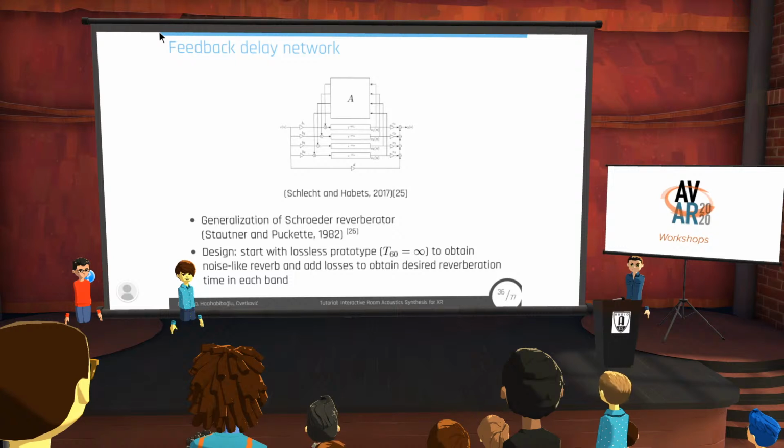which is a generalization of Schroeder's reverberator. The main idea here is that we have a certain number of branches at the bottom that undergo certain delays, and these are fed back through a so-called feedback matrix. We need to be careful, however, how we design this scattering matrix and these delays. One approach is to design this characteristic by starting with a lossless prototype and trying to obtain a noise-like reverb, and then add losses to obtain a certain desired reverberation time.